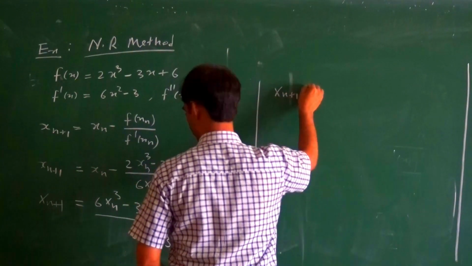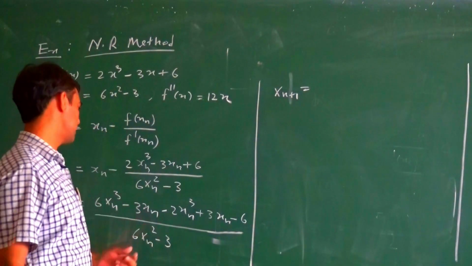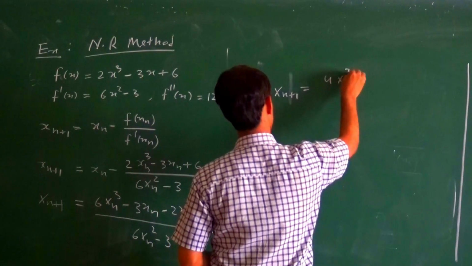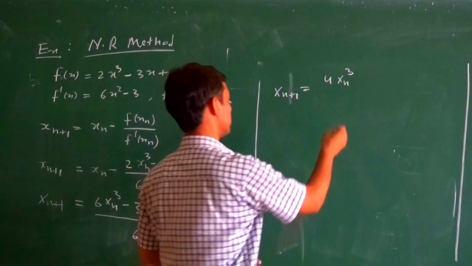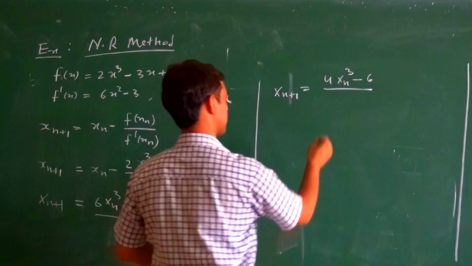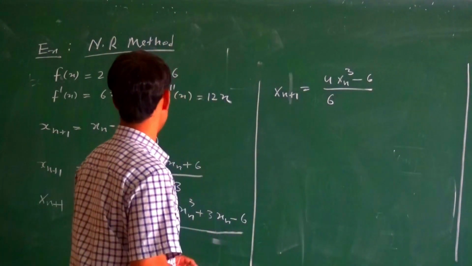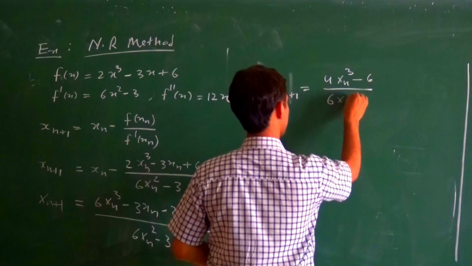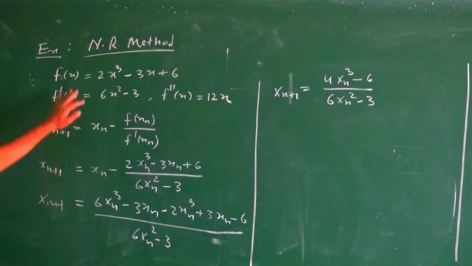Now, simplifying, the iterative scheme for this problem becomes x n plus 1 equals 6x n cube minus 2x n cube, which is 4x n cube, minus 3x n plus 3x n cancel out, minus 6, divided by 6x n square minus 3. So this is the iterative scheme for this problem.